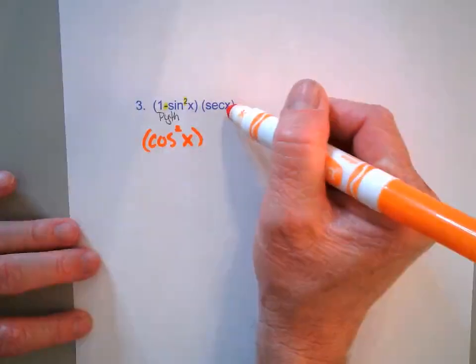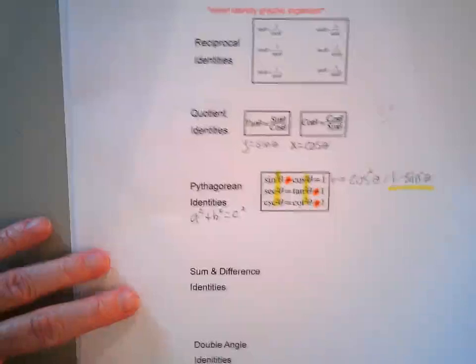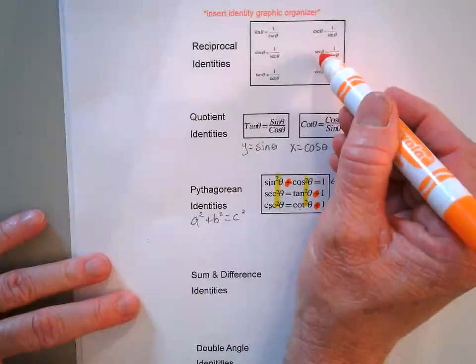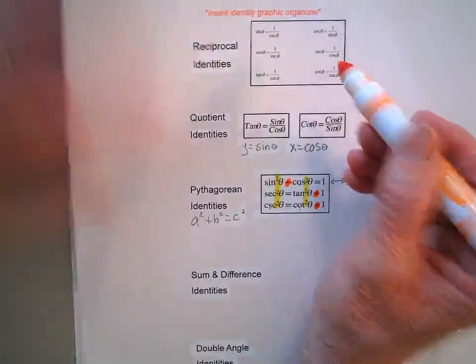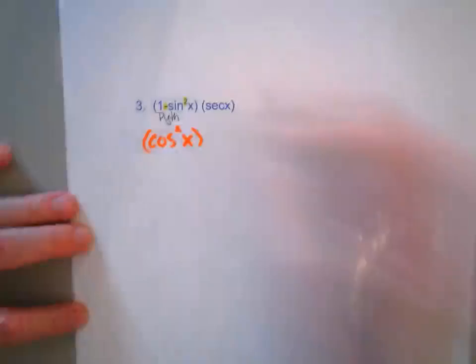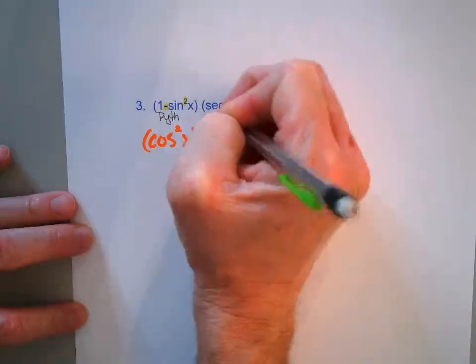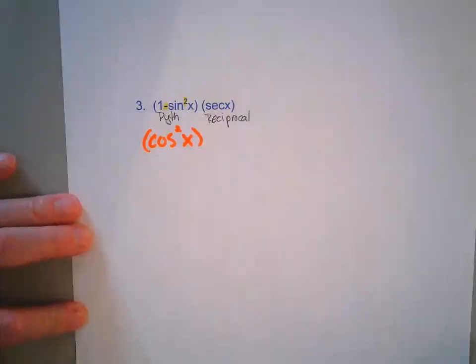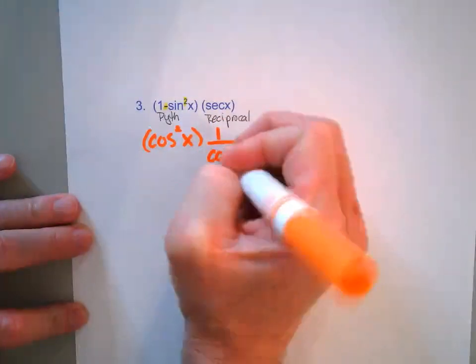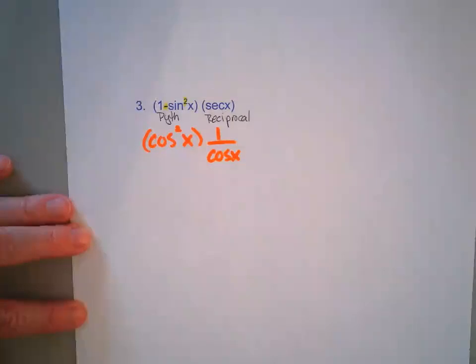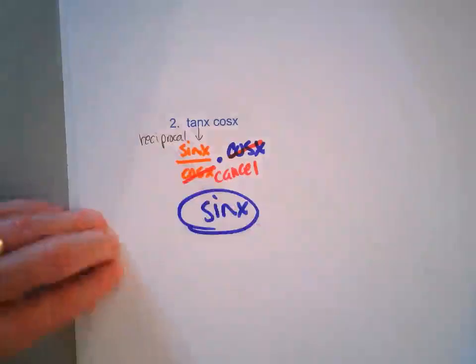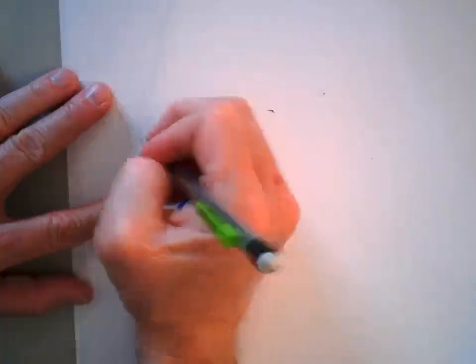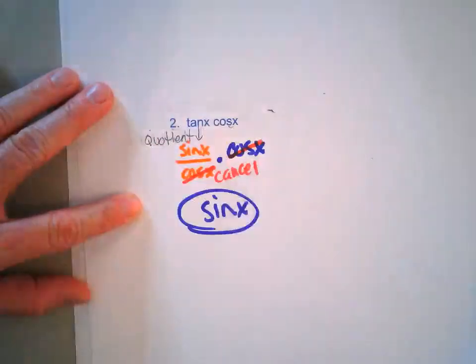Okay, secant x. Where's your identities? Where is secant? Secant by itself is right here. Secant is the same thing as 1 over cosine. So this is just a reciprocal. So we can call that 1 over cosine x. And I just realized in the previous problem, I called this a reciprocal identity. That's incorrect. It's actually a quotient identity.